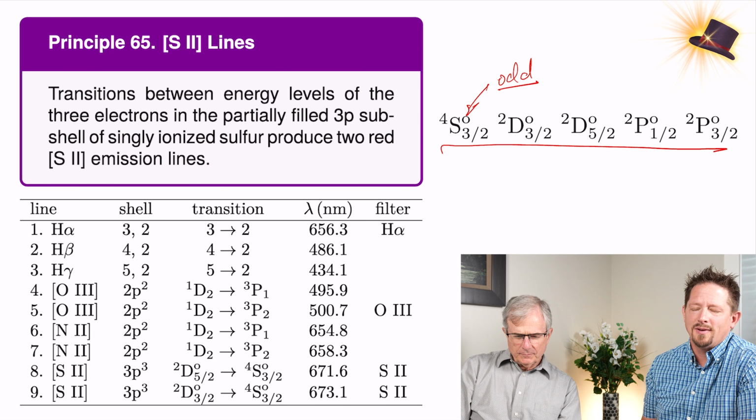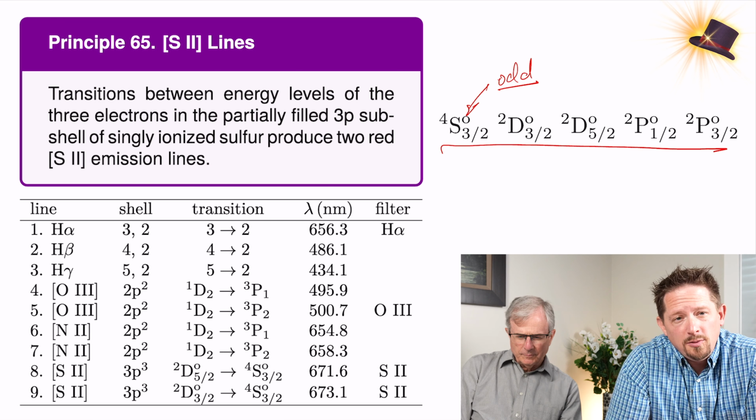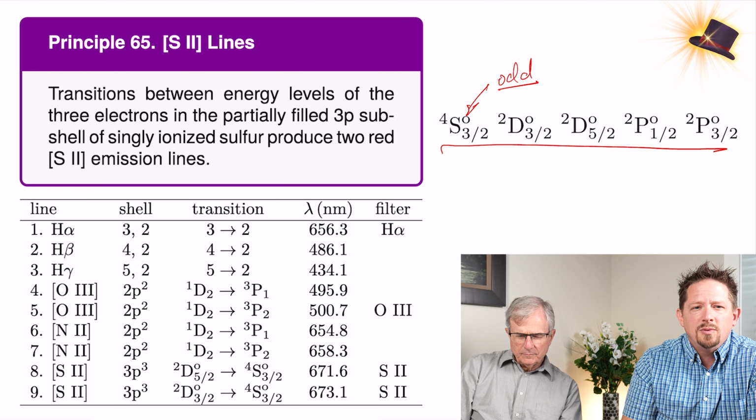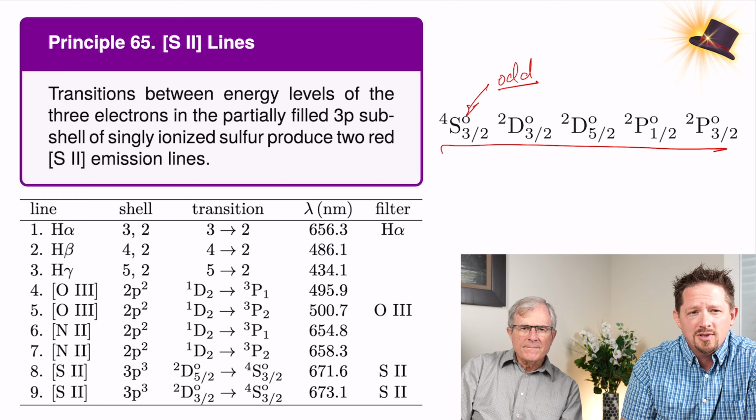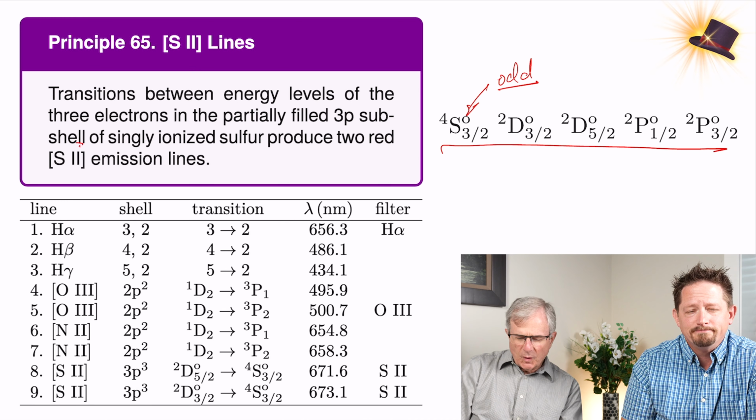Oh, sure. Principle 65. Sulfur-II lines. Transitions between energy levels of the 3 electrons in the partially filled 3p subshell of singly ionized sulfur produce 2 red sulfur-II emission lines.